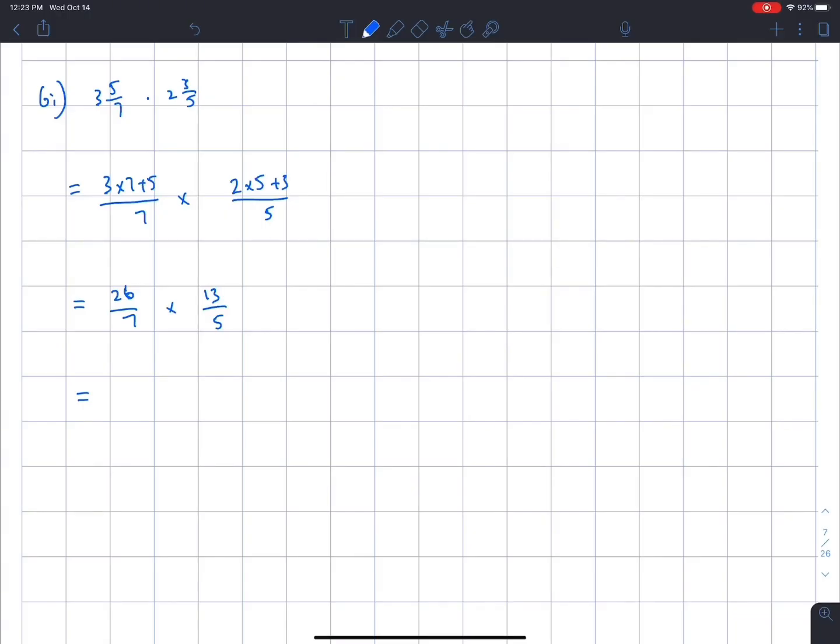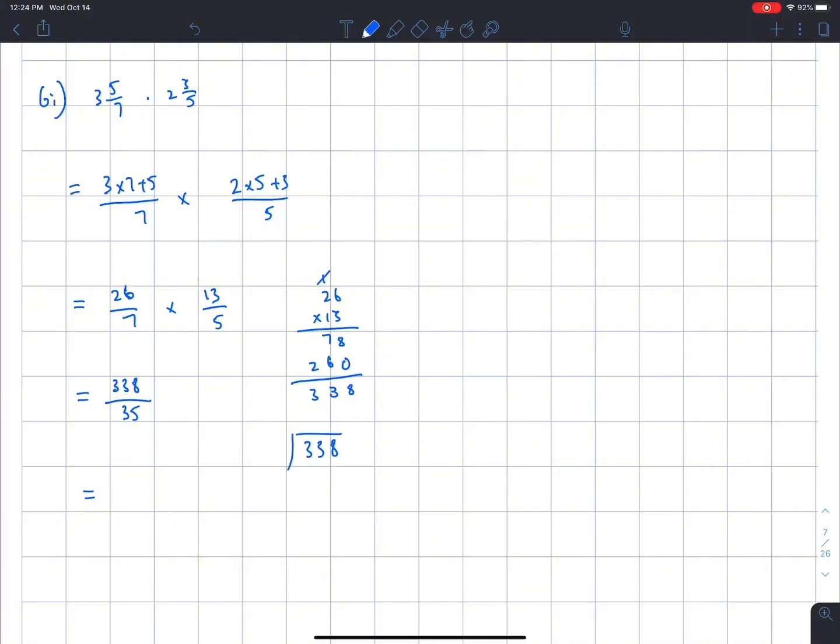There's nothing to simplify here, so I will just multiply them. So we are going to have 26 times 13 for the numerator. 3 times 6 is 18. 3 times 2 is 6. 6 plus 1 is 7. Add a 0. 1 times 6 is 6. 1 times 2 is 2. This will be 13. So 338 over 7 times 5 is 35.